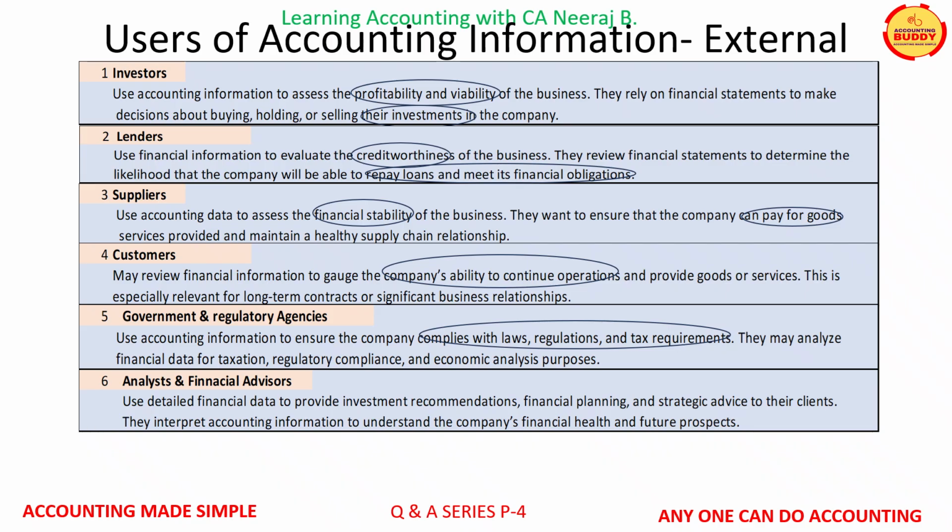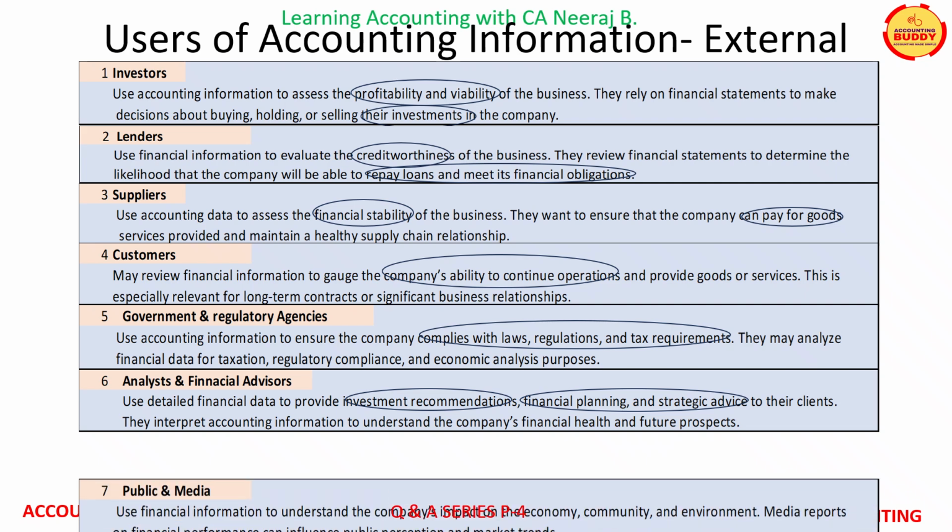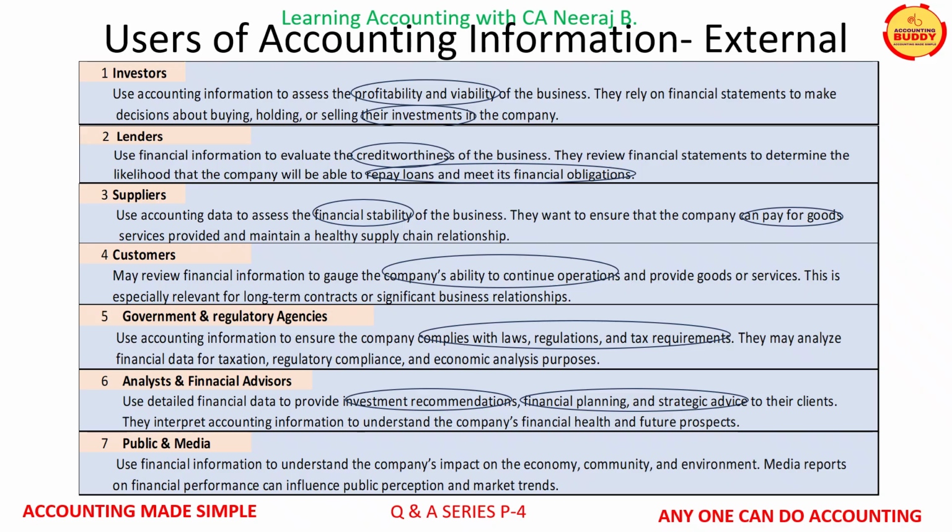Analysts and financial advisors use detailed financial data to provide investment recommendations, financial planning, and strategic advice to their clients. They interpret accounting information to understand the company's financial health and future prospects. The public and media use financial information to understand the company's impact on the economy, community, and environment. Media reports on financial performance can influence public perception and market trends.